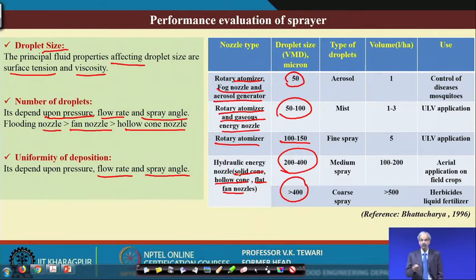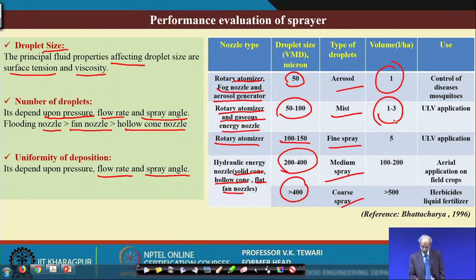And the types of droplets you will have correspondingly: the aerosol, the mist type, then fine spray, then medium spray because the size has increased here, and then coarse spray, which is more than 400 micron. Particularly corresponding to that you will have a volume per hectare. When you have aerosol, it is 1 liter per hectare. When you have mist type, you can have 1 to 3 liters per hectare, and fan spray about 5 liters per hectare. Then when you have sizes of about 200 to 400, you can go up to 100 to 200 liters per hectare.